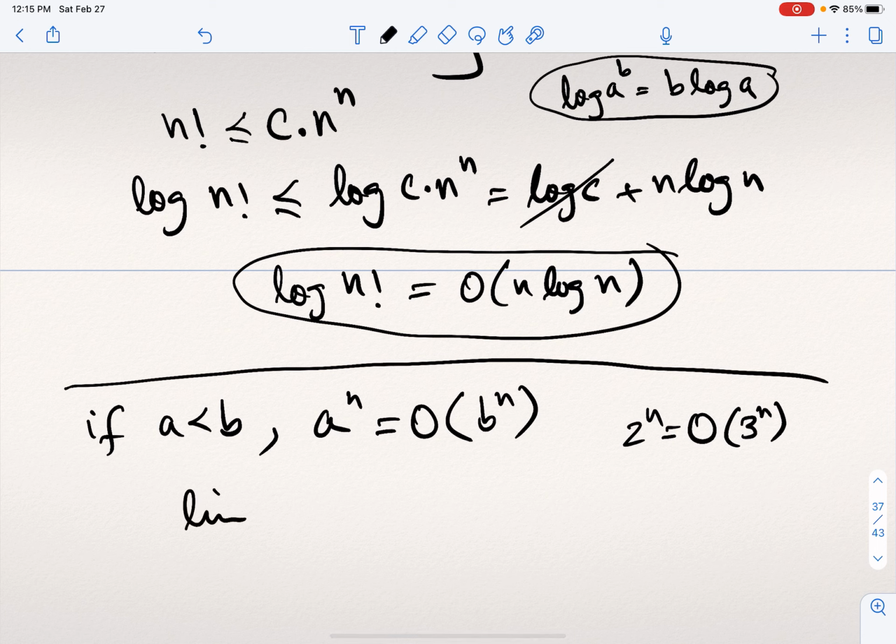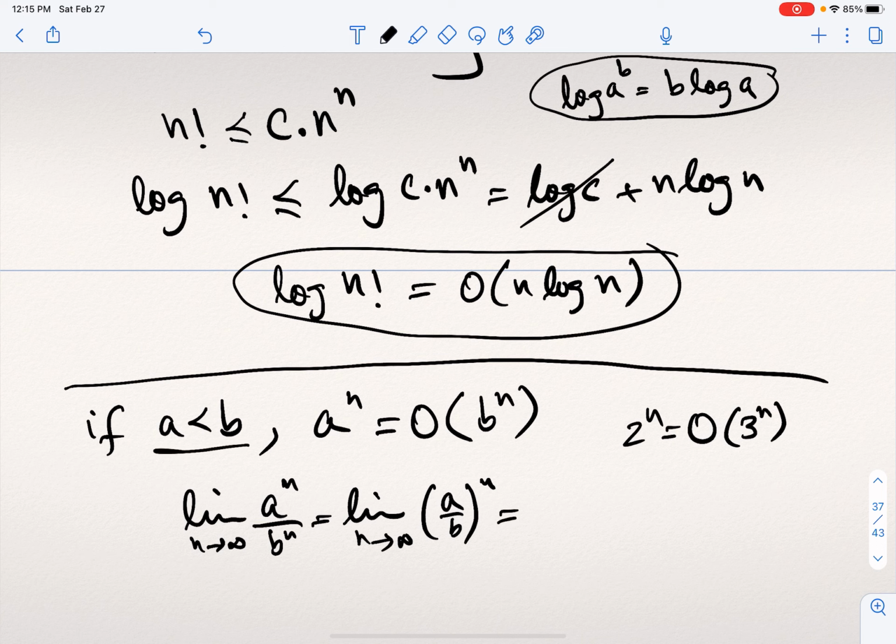The reason is that if you take the limit of a to the n over b to the n as n goes to infinity, this is the limit of (a divided by b) to the n as n goes to infinity. And because a is smaller than b, a divided by b is smaller than 1, so (a divided by b) to the n has limit 0. So a to the n is also little o of b to the n as well. Keep this in mind.